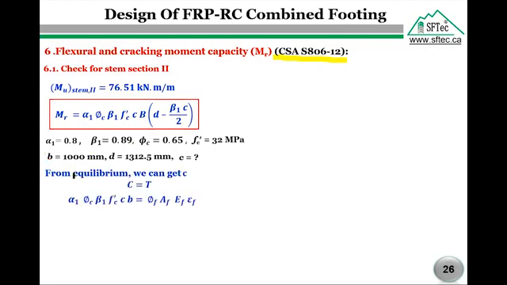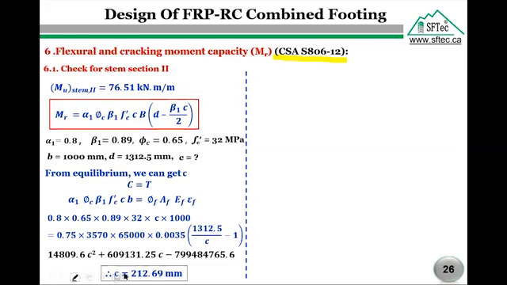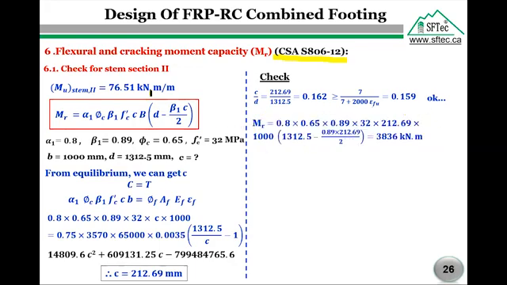So from equilibrium, we can get C. Therefore, C equals 212.69 millimeters. Before calculating the flexural moment capacity, we need to check the ratio between the neutral axis depth and the effective flexural depth, and this ratio should be greater than this value. This value equals 0.159. The flexural moment capacity, by substituting all variables in this equation, is 3,836 kN.